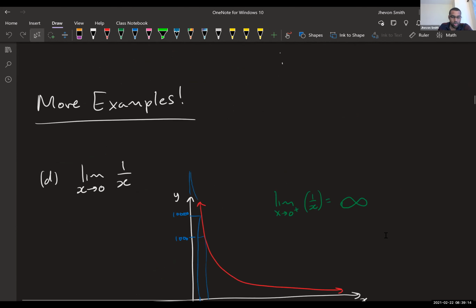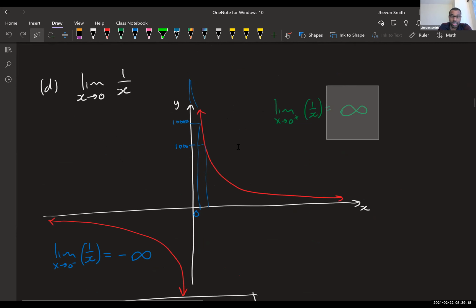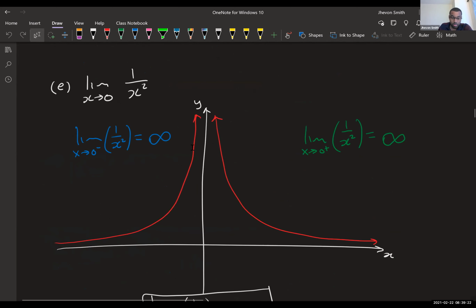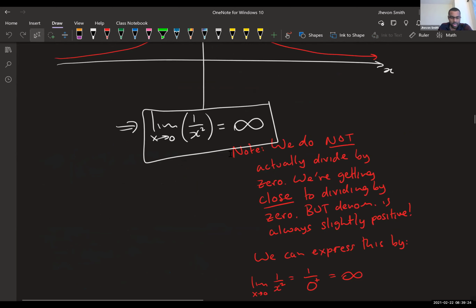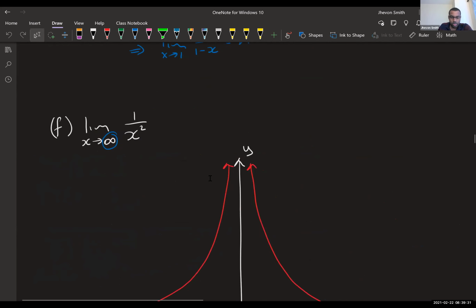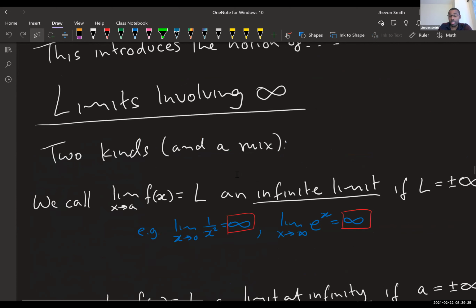So now, yes. Now we went on to more examples, and we started looking at some examples where infinity started happening in the mix, right? This one ended up not existing. This one ended up existing and being infinity. We also looked at limits where the x value approached infinity, and we learned how to deal with those. And these brought up the notions of limits involving infinity.